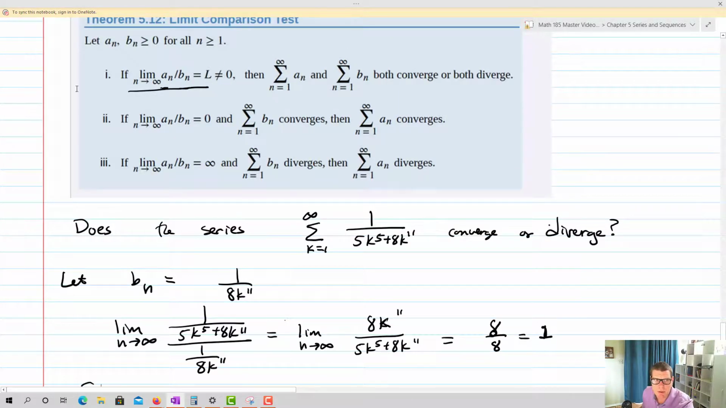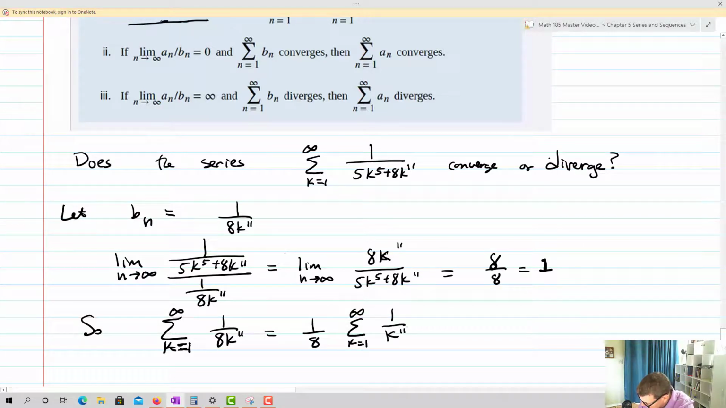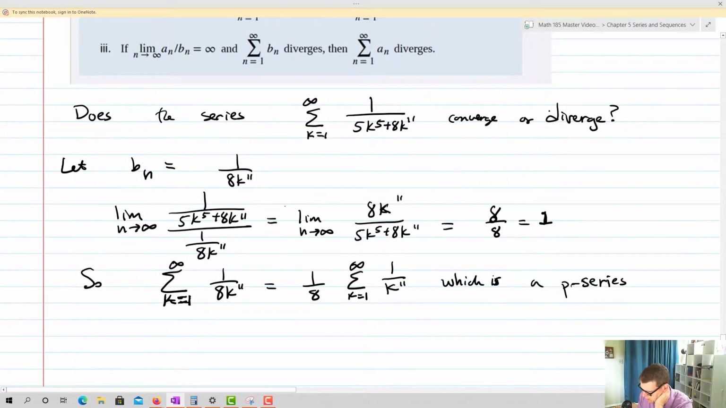We have that it actually equals 1 for the number 1. Now I need to figure out if 1 over 8k to the 11th actually diverges. So the sum, k equals 1 up to infinity of 1 over 8k to the 11th, is actually equal to 1/8 times the sum k equals 1 up to infinity of 1 over k to the 11th, which is a p-series with p equal to 11, which is greater than 1.